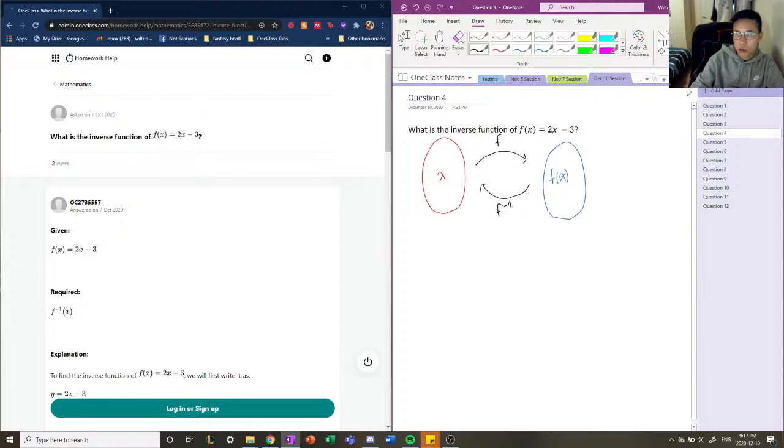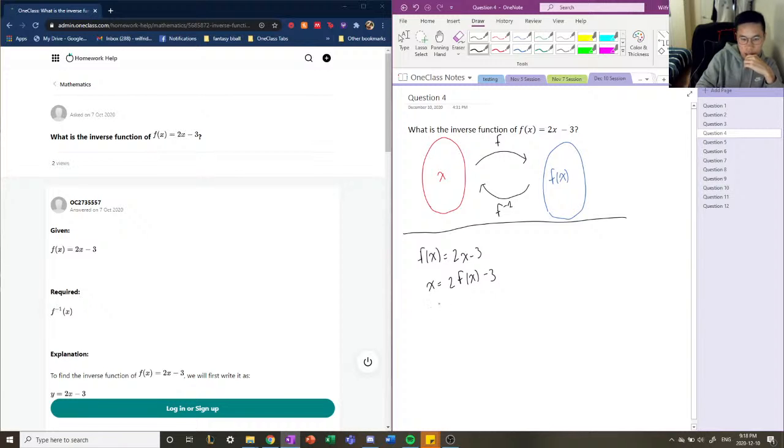There's a general way of calculating your inverse, and it's by interchanging your x and y and then solving for y. Let's do it with our example here. We have f of x equals 2x minus 3, and we want to find the inverse. So we switch our x and y. Our y in this case is f of x. So x equals 2 times f of x minus 3. We're going to isolate f of x here.